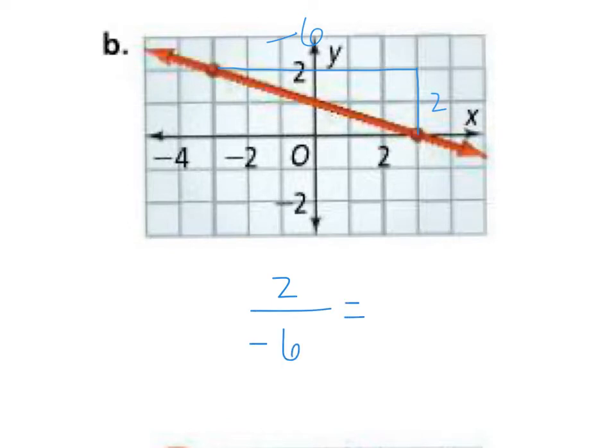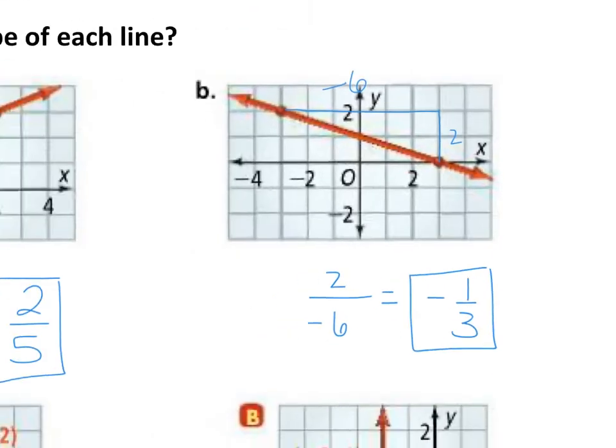Now you do need to reduce your fraction here. When we are asked for slope, we're going to leave it in fraction form. So it's going to be -1/3. And that's going to be your slope.